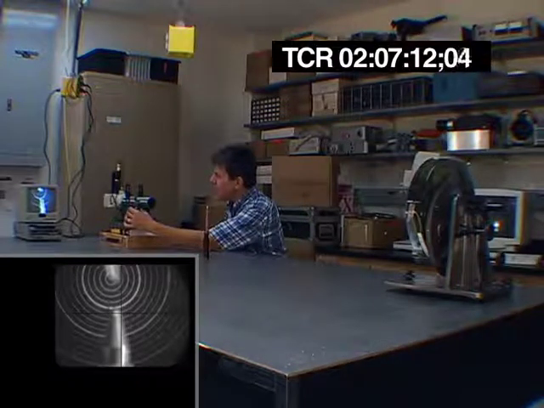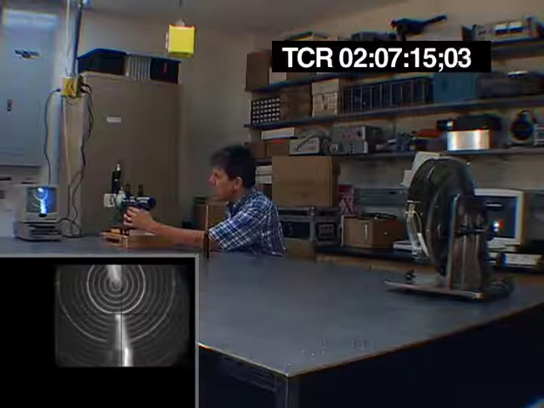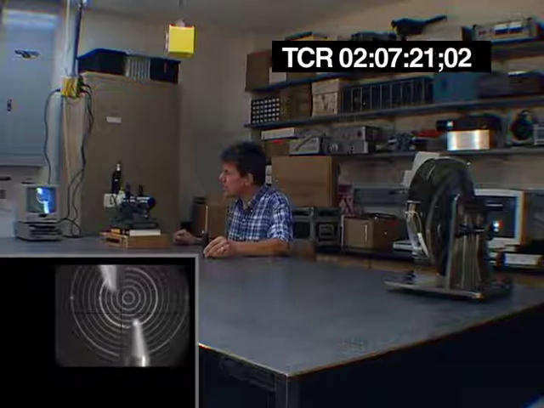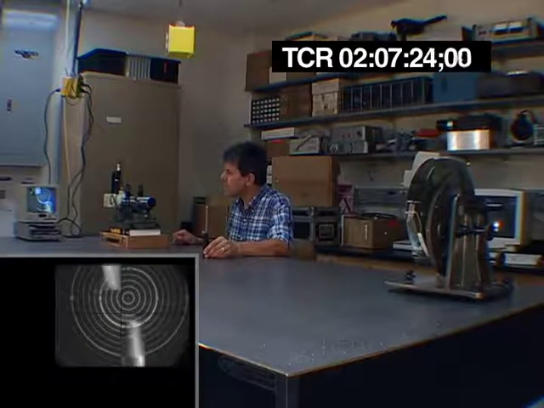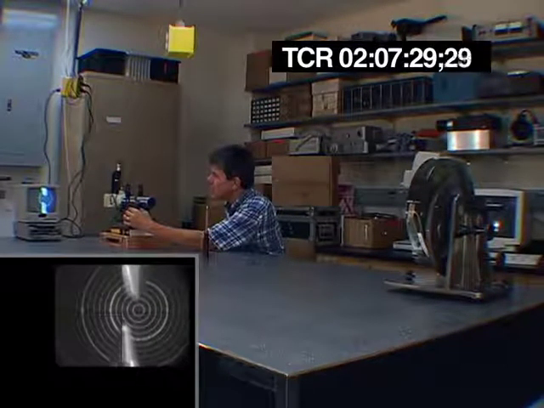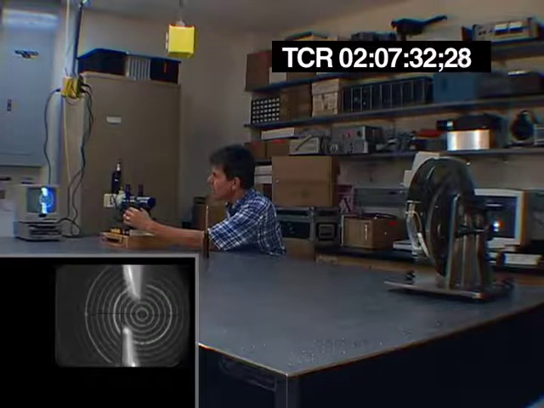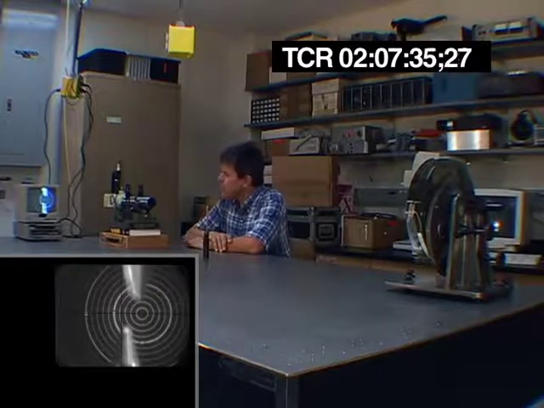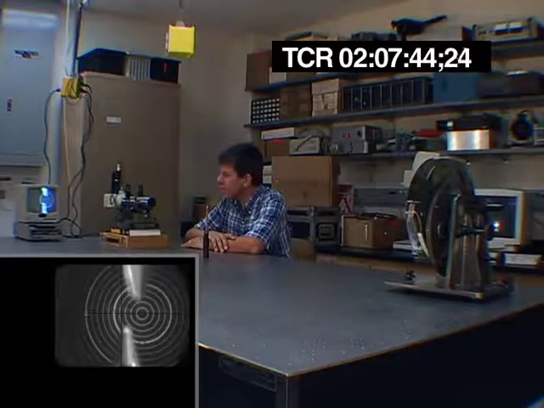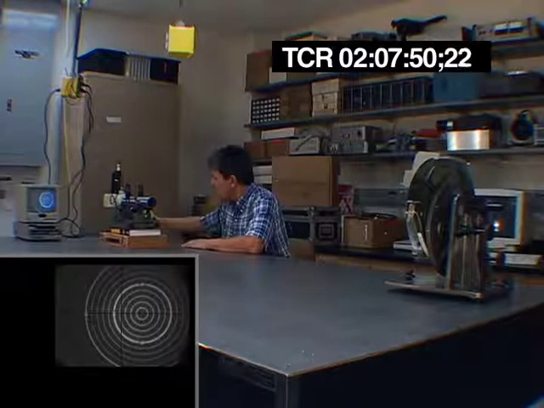Watch what happens as I adjust the alignment telescope until the return bullseye pattern is on the horizontal axis. Notice that when the bullseye pattern is on the horizontal axis, the tip of the pin and the tip of the image of the pin are equally spaced above and below the optical axis. That's just a property of the symmetry of the return image. Okay, so I'll take the pin away. And now we're going to start aligning the system.